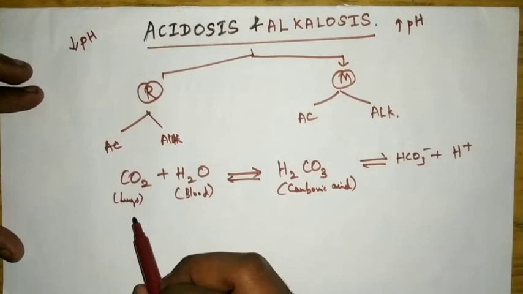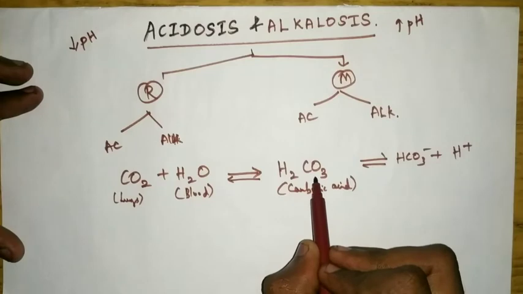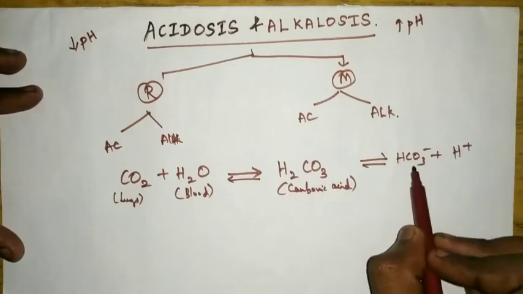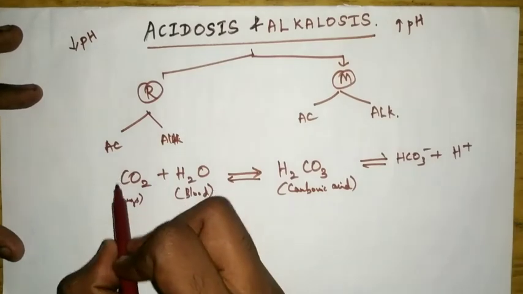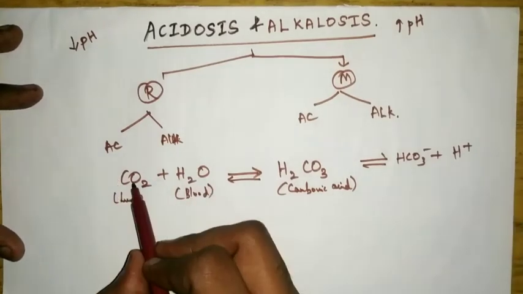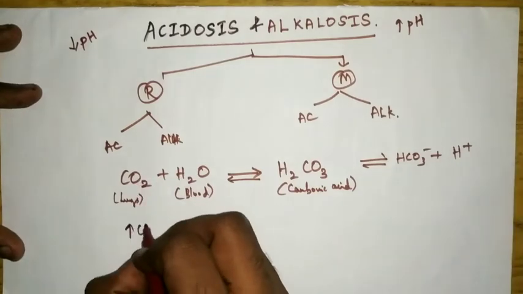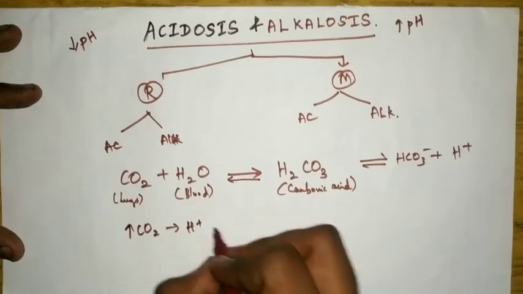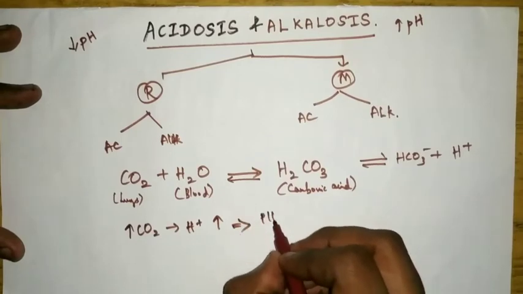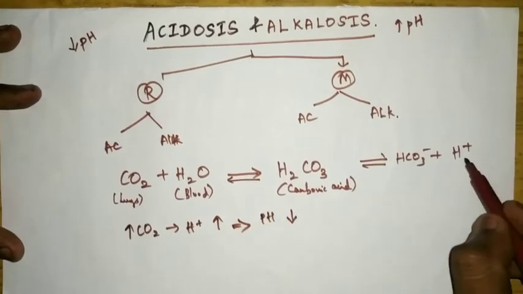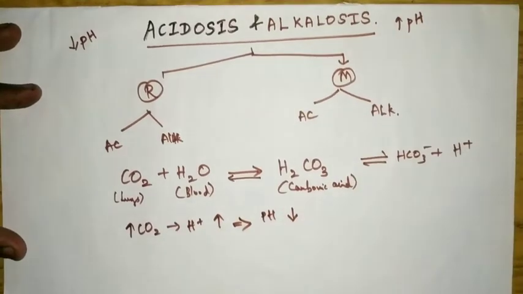When more carbon dioxide mixes with blood, there is more formation of carbonic acid, more formation of bicarbonates, more formation of H plus. But remember this, when CO2 is increased, H plus is also increased, which means pH is lowered, right? So when H plus is increased, pH is lowered because H plus is acidosis. In acidosis, pH is lowered.